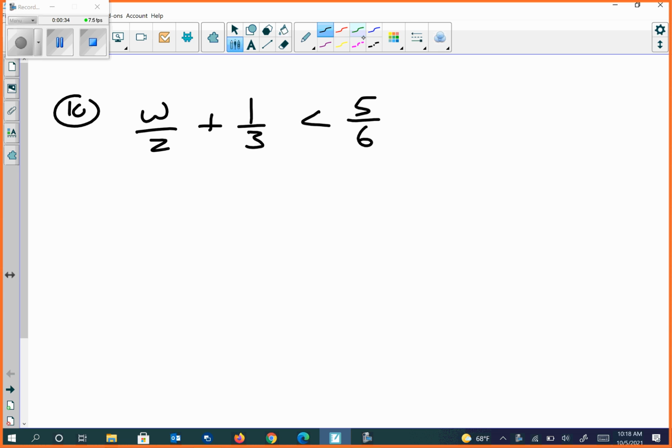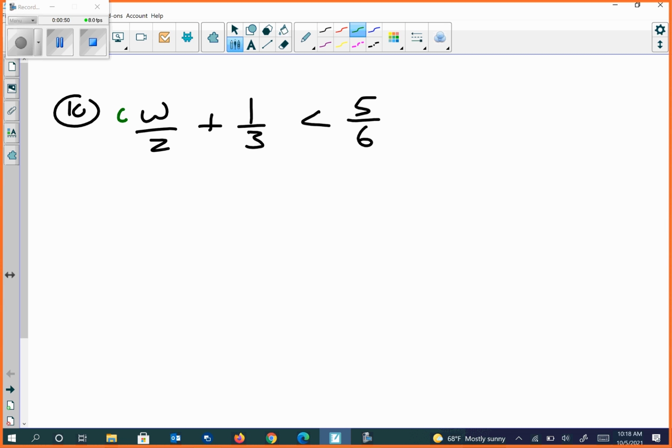Okay, so that's definitely one we want to clear the denominator on. Agree? So the smallest number that 2 goes into and 3 goes into and 6 goes into would be 6. Now, some of you might be like, what about 12? 12 would work as well. It's just you'd have to reduce a little bit more at the end.